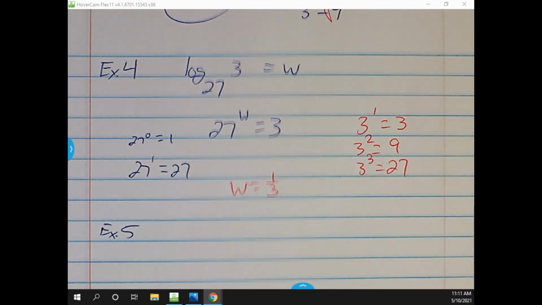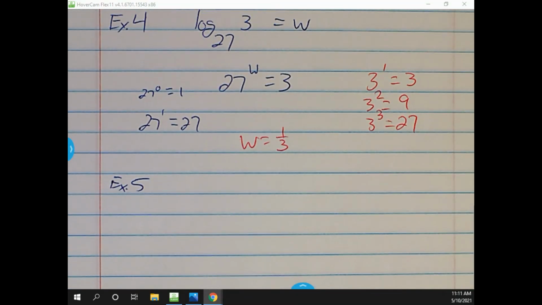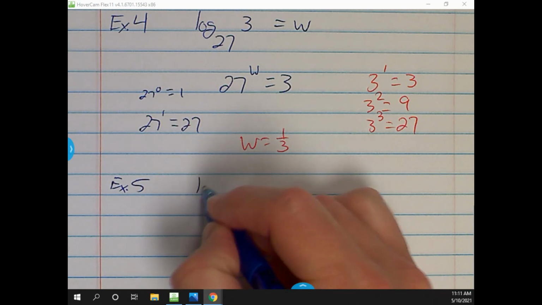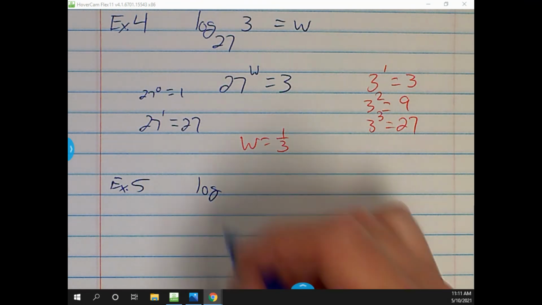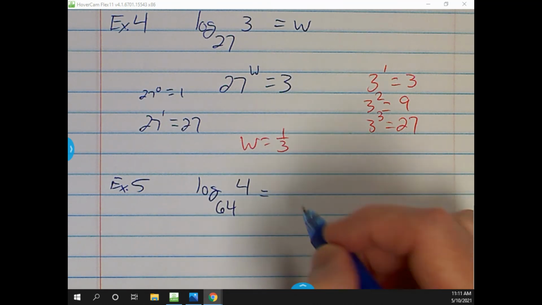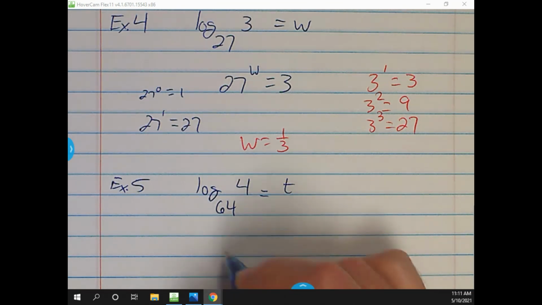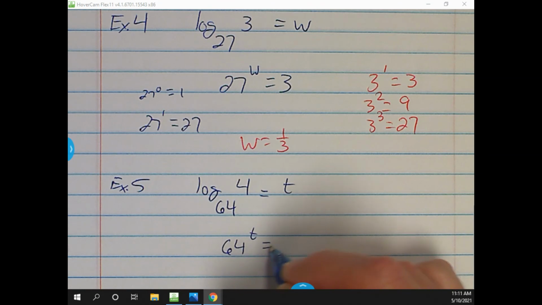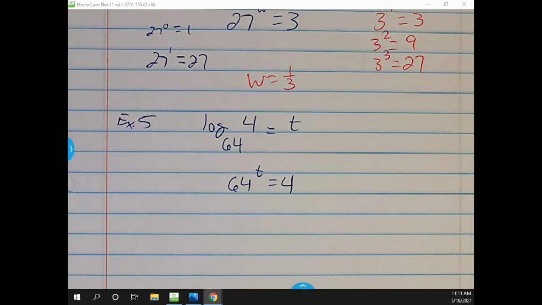I'll give you one more of those, and I'll give you the other one. There's one more. I was kind of hesitant on putting this one in the homework, but I did one problem just so we could kind of get there. Let's do log of 4, and 64 is the base. Okay, so if we rewrite it, it's 64 to the t power equals 4.